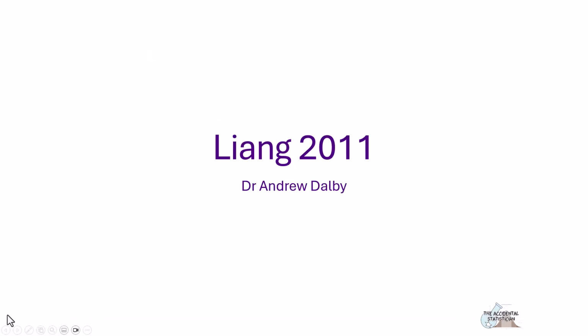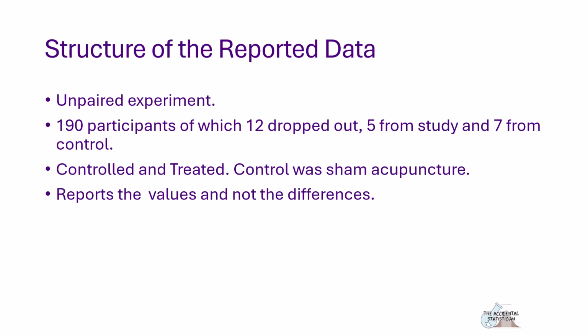Studies, it becomes much easier to look at them and relate them to what you've seen before. Now I've got the Liang 2011 study, unpaired experiment, 190 participants, which is a very large size, 12 dropouts, 5 from the study, 7 from the control. It's a simpler experiment with only control and treated.